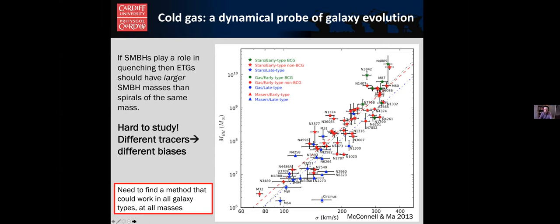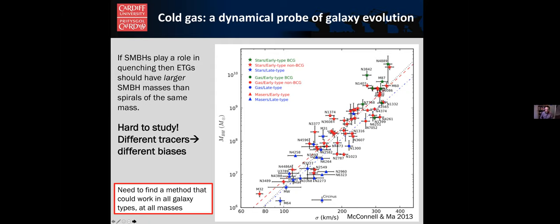So on this data, the blue points are late type galaxies, spiral galaxies, and the red and green points are early type galaxies. And the red line on this figure is a fit to the early type galaxies, and the blue line is a fit to the spirals. And you can see they're offset from one another. But as is clear from the error bars on this figure, this difference is not hugely statistically significant. It is significant, but it's not great.